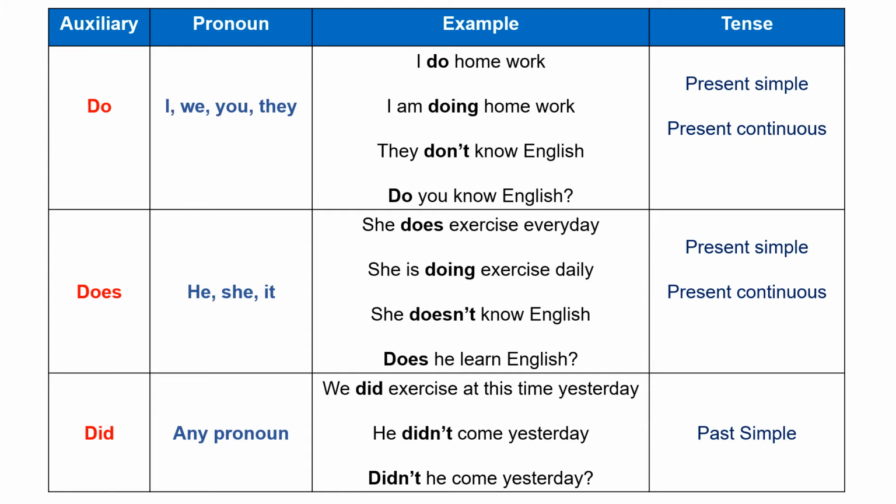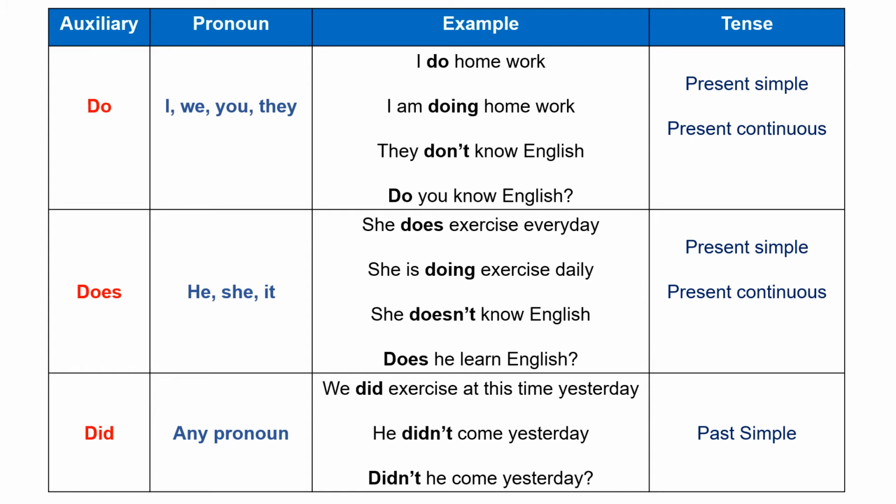Do is used in questions in present simple. Example: do you know English? This is a present simple yes or no question. In this question, do is an auxiliary verb and know is the main verb.